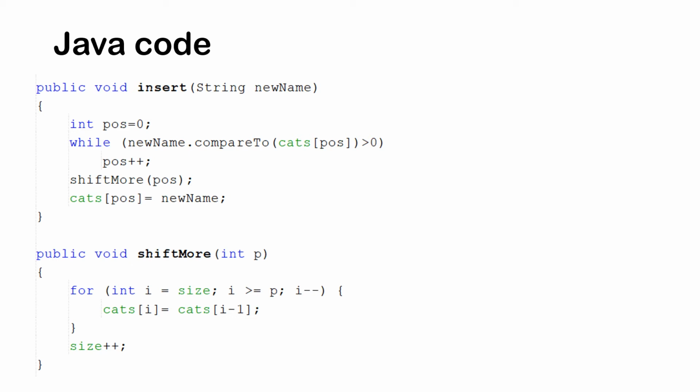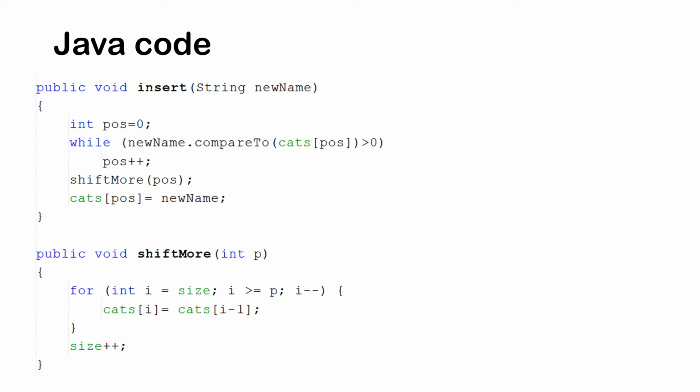Then public void shiftMore(int p). The parameter here, int p, is the position from where you want to shift. We'll do a for loop from int i = size, so from the end of the array, to i greater than or equal to p, p being the position, and we're going backwards, i--.